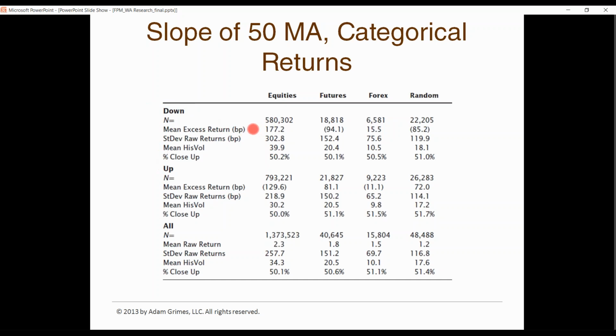This is very interesting. This is the mean excess return in basis points. When the trend indicator is down, the market's more likely to go up. Now, take a moment and wrap your head around that. Think about that. When the trend indicator is down, the market's more likely to go up. And we see the same thing when the trend indicator is up, the market is more likely to decline. And this is a function of mean reversion in equities.